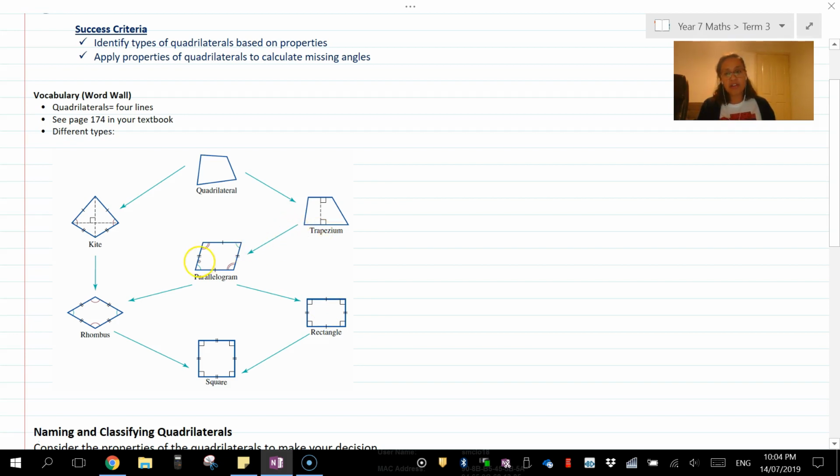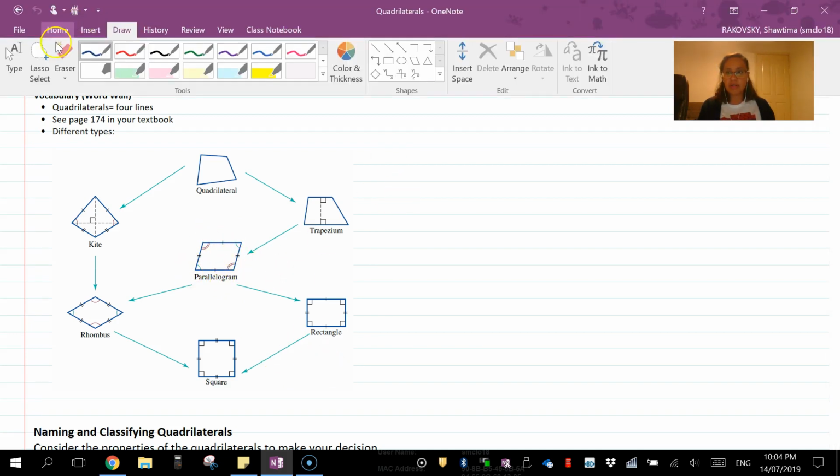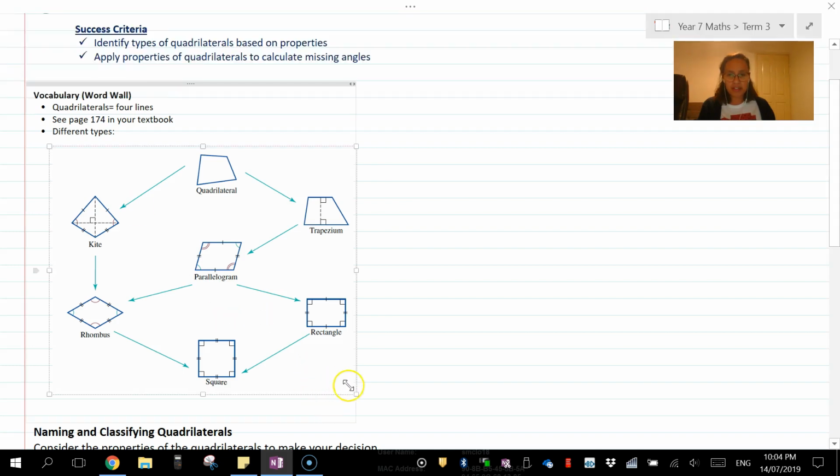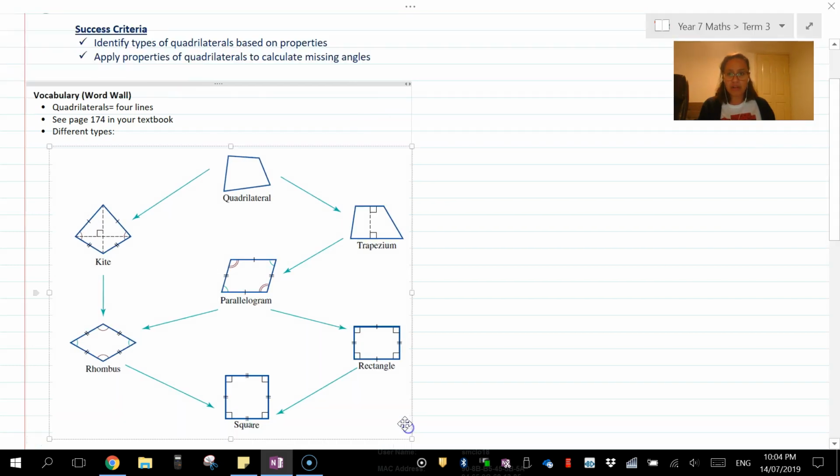And then we have this one here, parallelograms. Parallelograms have 2 opposite sides that are parallel, or 2 pairs of parallel lines. Opposite angles are equal. That's why you can see it's in red and green here. And opposite sides are equal length. So I'm just going to see if I can make that a wee bit bigger for you. And then all of these shapes here are parallelograms.